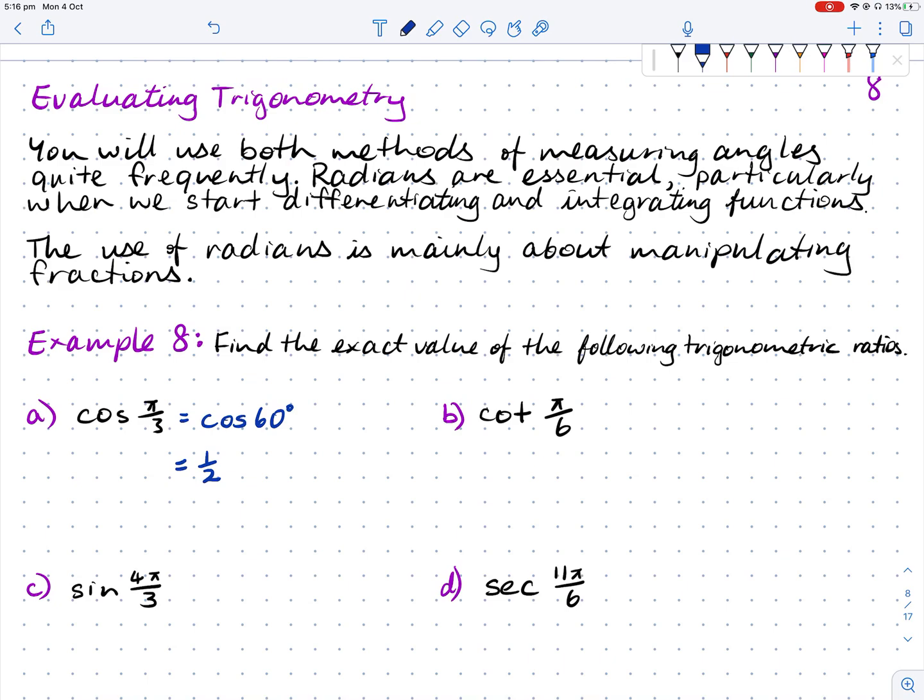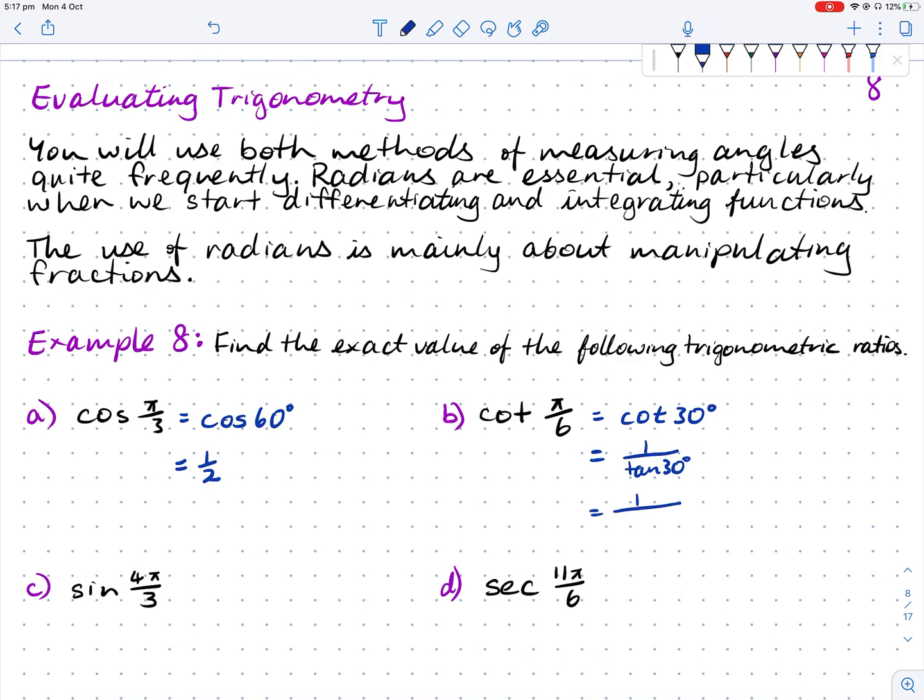For B, we've got cot of pi on 6. So we need to first work out the cot, and we also need to work out the pi on 6. So pi on 6 is 30 degrees. So we can write that as cot 30 degrees. If I've got cot is 1 over tan, so it's 1 over tan 30.